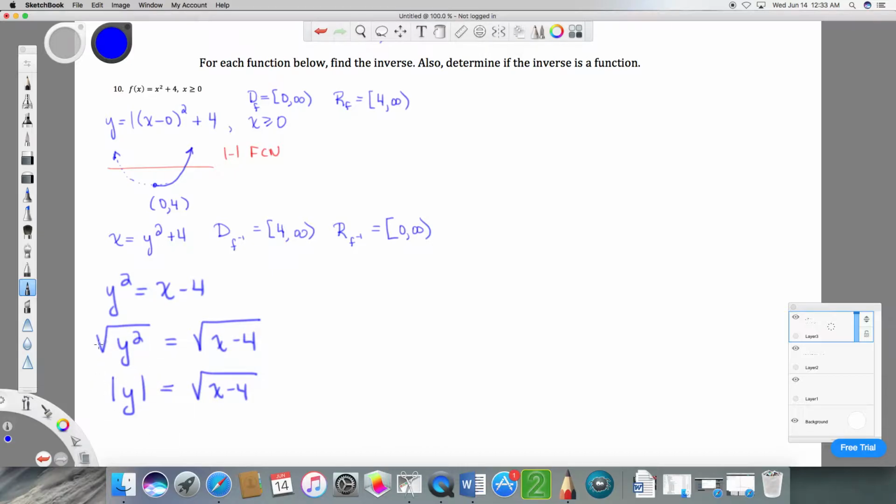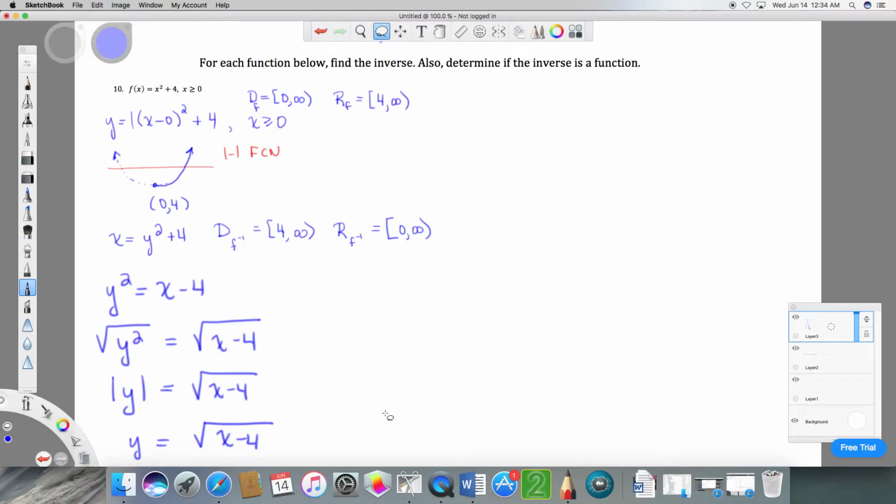It is necessary that this principal square root have an output that's 0 or positive. But y is always going to be 0 or positive. That's why we don't need that absolute value. So we have y is equal to the square root of x minus 4.